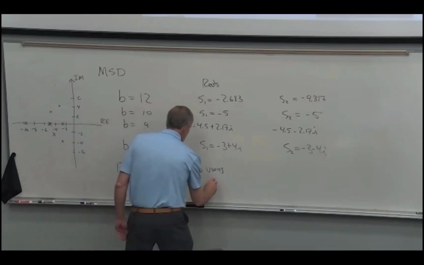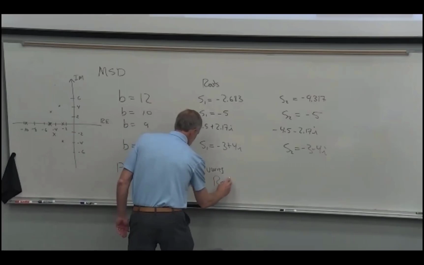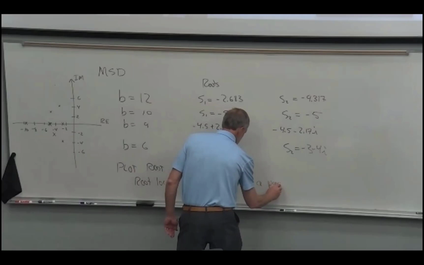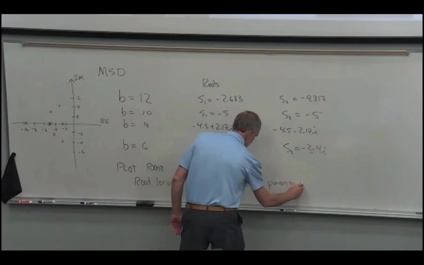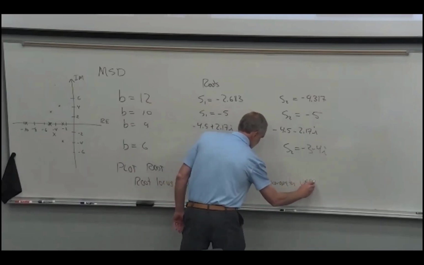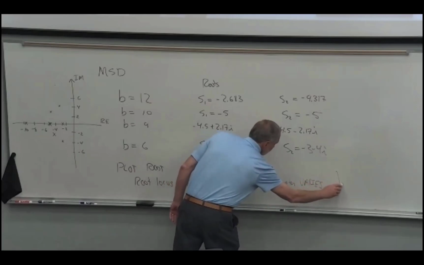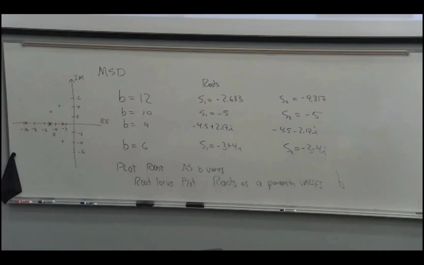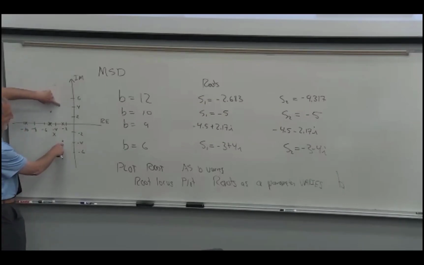Which is a plot of the roots as some parameter varies. In our case, it's B. So then the question is, well, what do we want our system to do? If I want my system to oscillate with a frequency of 4, I look at this and I go, I need to pick B to be 6. And I've designed my system.